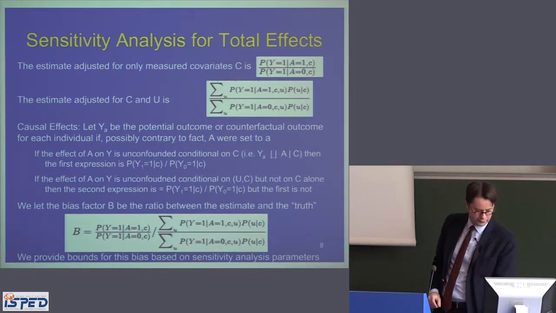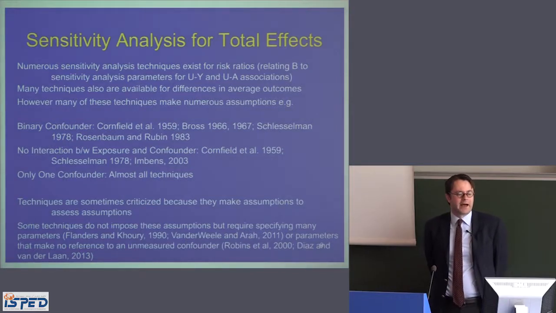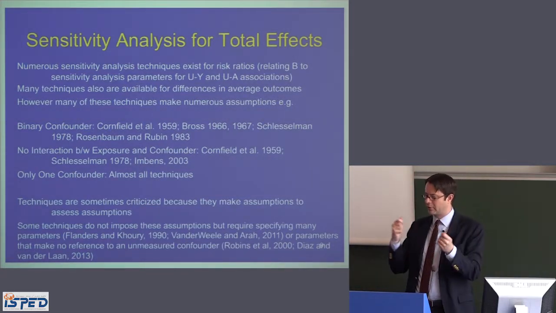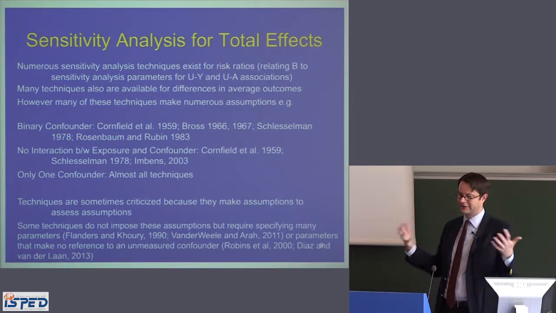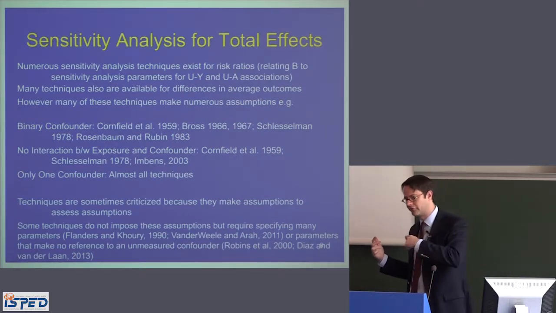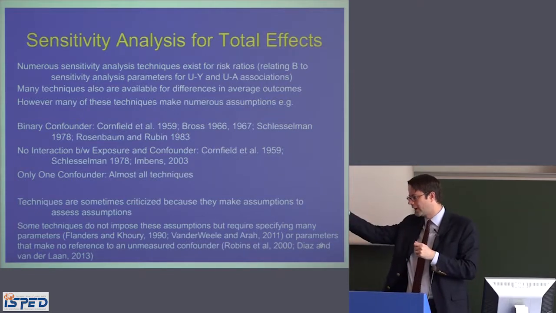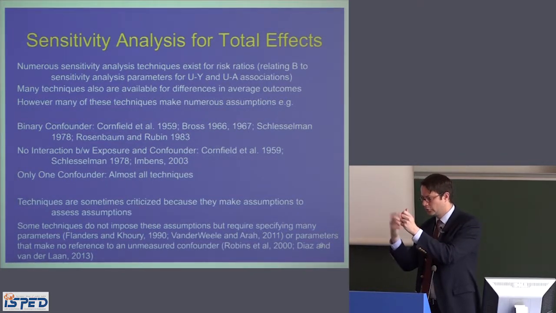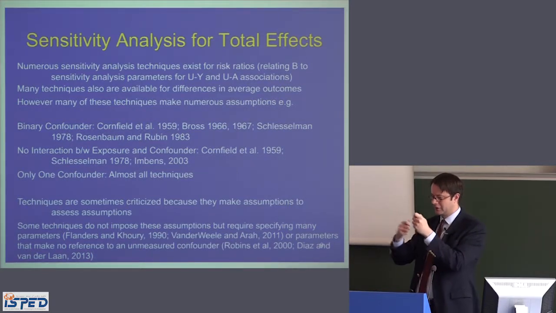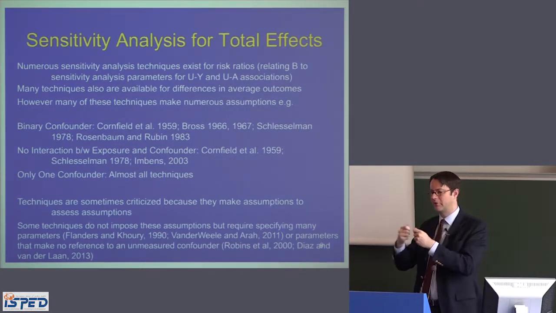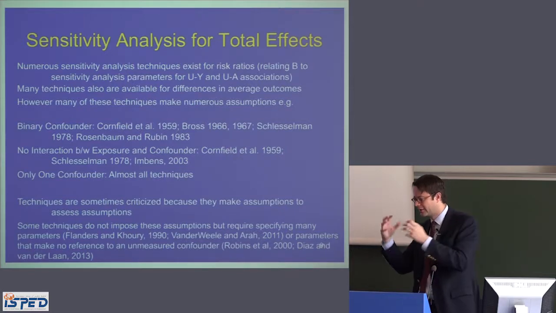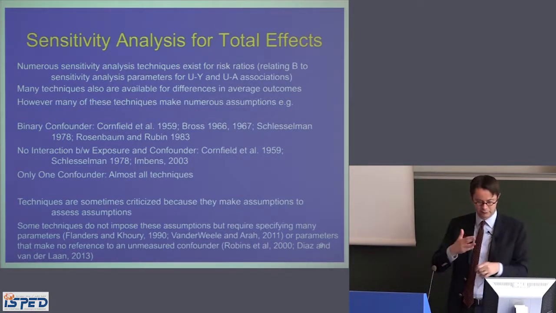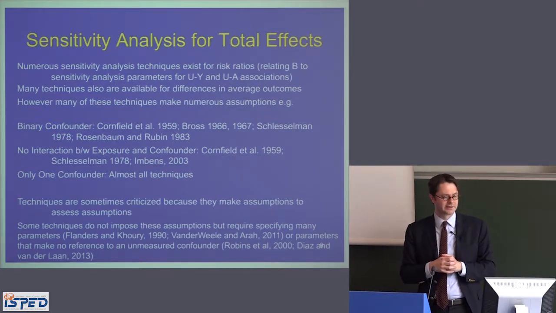So we'll go through that. There are many techniques that exist out there. Again, there are different parameterizations, but essentially they correspond to an effect of U on the exposure and an effect of U on the outcome, and the bias factor is related to those parameters. We specify the sensitivity analysis parameters, we calculate the bias factor, and then we can get a corrected estimate. That's the logic, and we'll walk through an example of this.